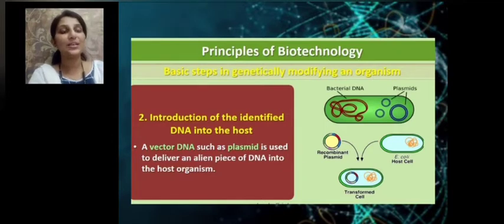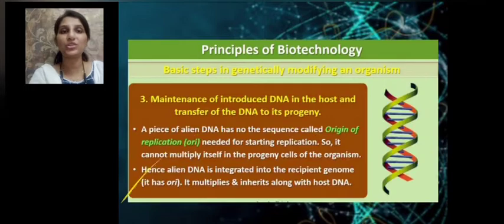You can see, suppose this E. coli is the host, and this is the plasmid. So into this plasmid, we insert the gene of interest. So this is a recombinant plasmid which has the gene of interest, a plasmid which is carrying a gene of interest, and that is introduced into a host organism. So this is a method. This is the second step, introduction of an identified DNA into the host.